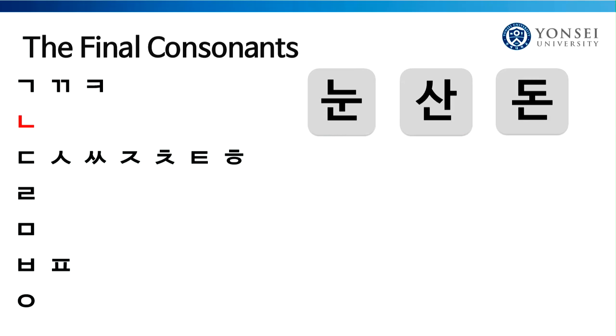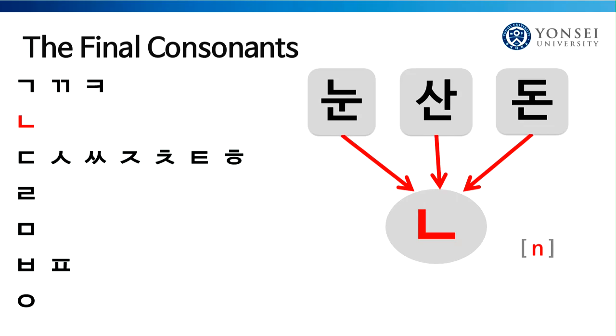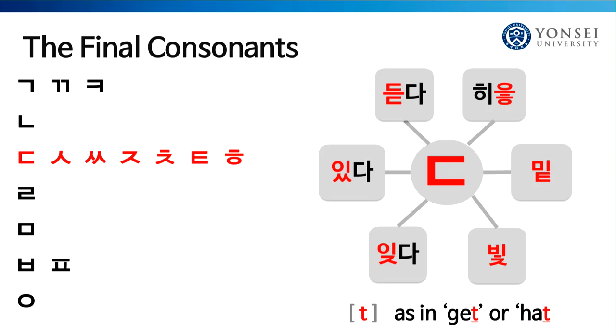니은 always has the N sound when used as a final consonant. 눈, 산, 돈. These are all pronounced as 디귿, just like the T sound in the word get or hat. 듣다, 있다, 빛, 밑, 히읗.